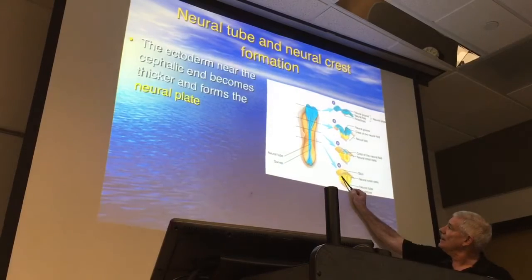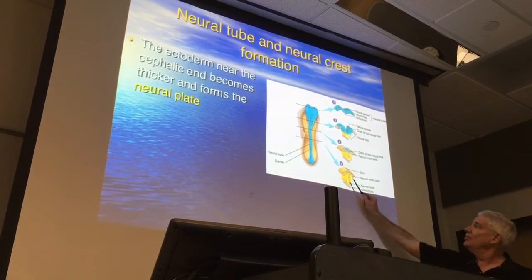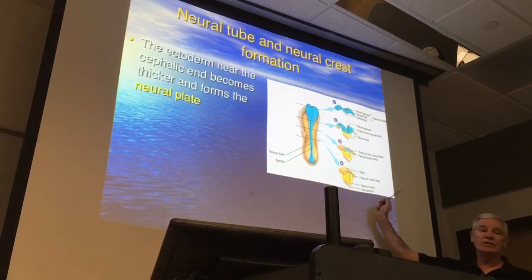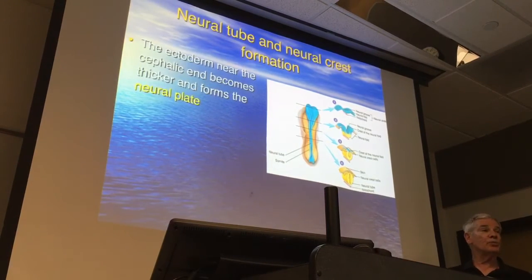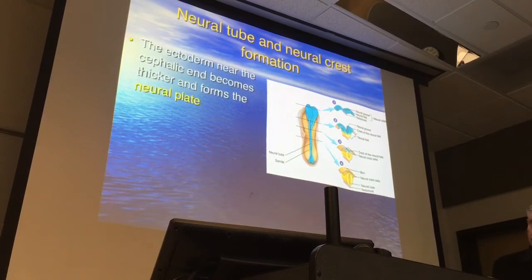Cells beside it right here, and you can see them budding off the neural plate. Those cells are called neural crest cells. While the neural tube forms your central nervous system, the neural crest cells form your peripheral nervous system. All the neurons, sensory receptors, ganglia, all those neurons are formed from neural crest cells. They do also form the adrenal glands, for instance.